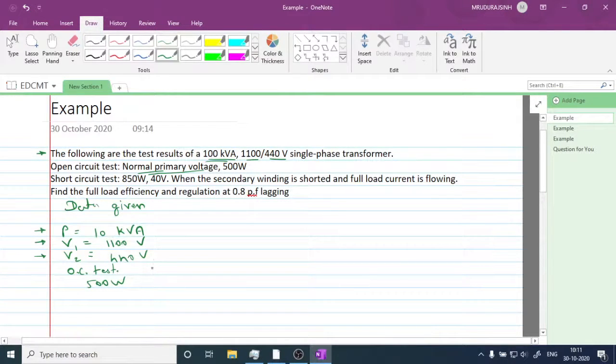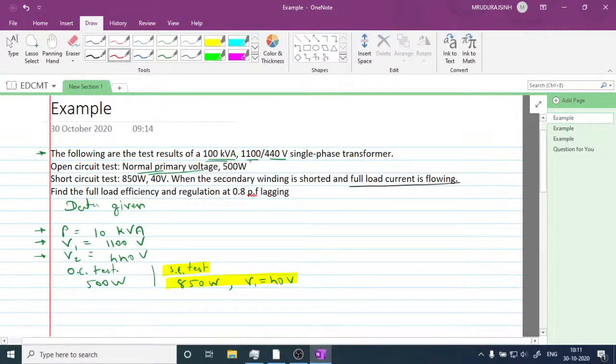Then for the short circuit test, from the numerical given to us, the power loss calculated in the SC test is 850 watt and the voltage measured is 40 volt, when the secondary winding is shorted and full load current is flowing. So in short circuit test condition, the full load current is flowing. So that is given to us.